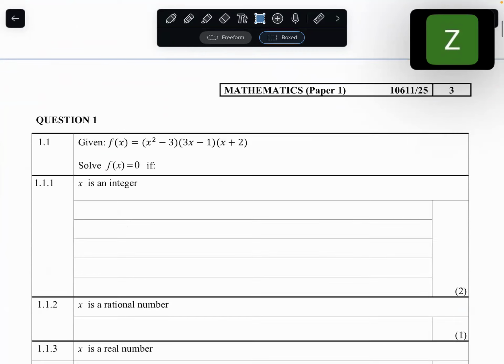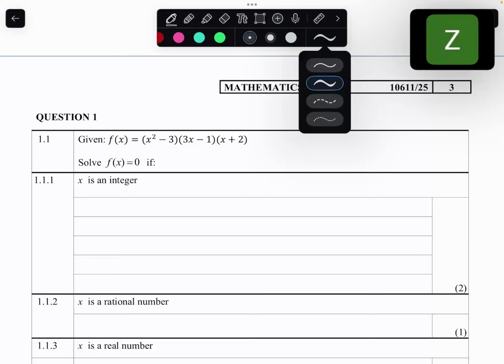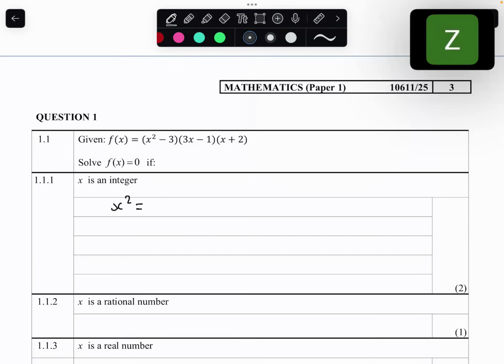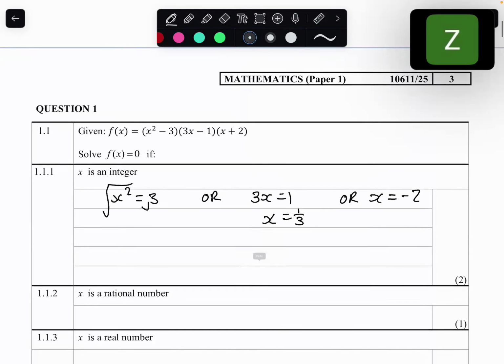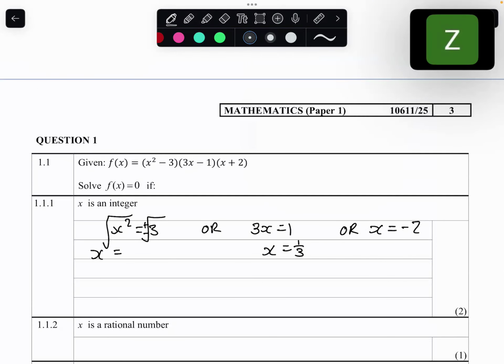So first let's solve all of them. We have x squared is equal to 3, or 3x is equal to 1, or x is equal to negative 2. This is x is equal to 1 over 3, right? We're going to square root here, don't forget your plus minus. x is equal to plus minus the root of 3.